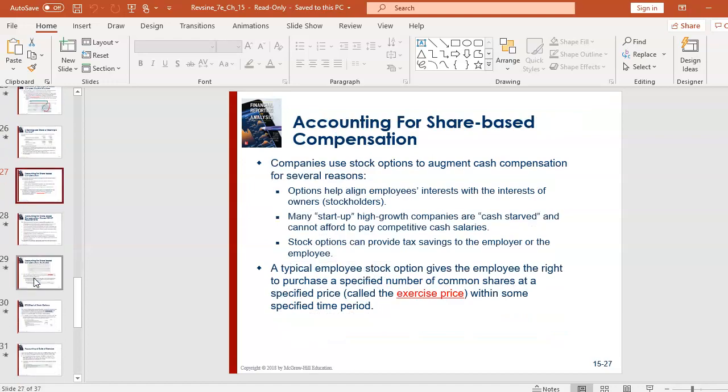And then something that's probably new that you really haven't necessarily seen before is accounting for share-based compensation. So it says here several companies use stock options to augment cash compensation for several reasons. Obviously, it's less cash, right? Especially for a newer company.